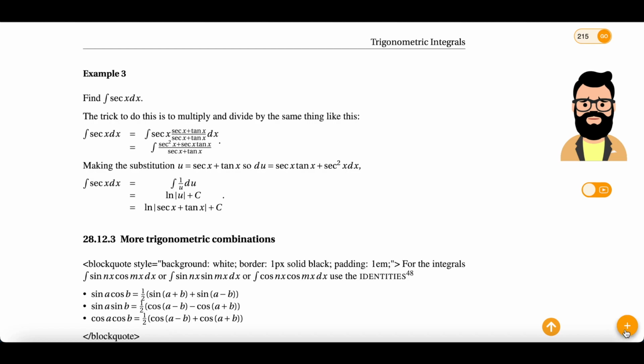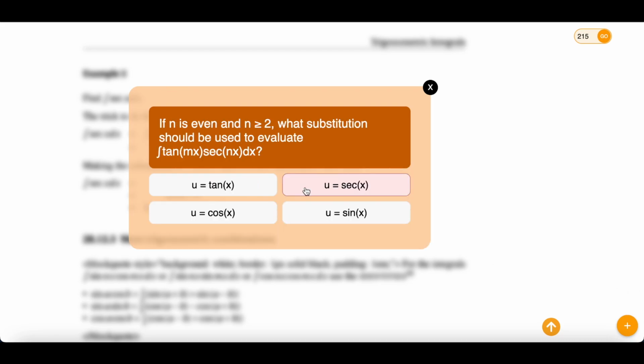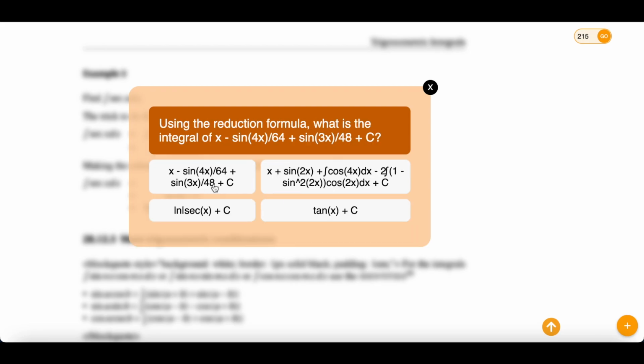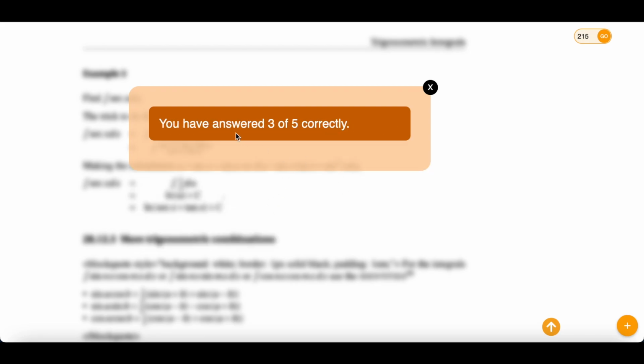Okay, so let's try some MCQs now based on this page. Okay, so as you can see, I've answered 3 correctly out of 5.